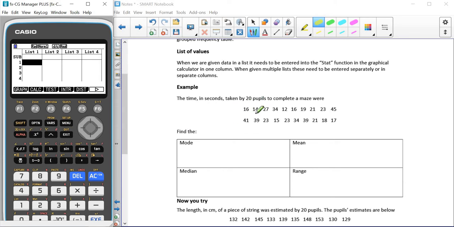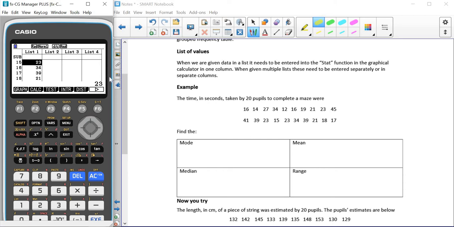I'm now going to type these numbers into my calculator. So we've got 16, 14, 27, 34, 12, 16, 19, 21, 23, 45, 41, 39, 23, 15, 23, 34, 39, 21, 18 and 17.